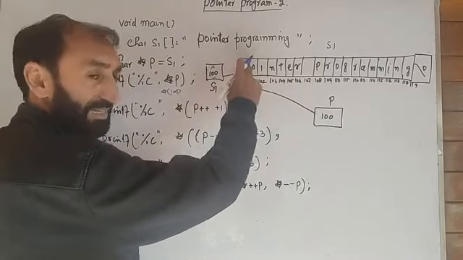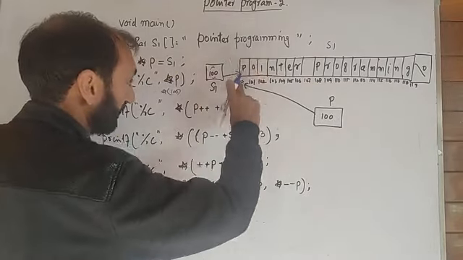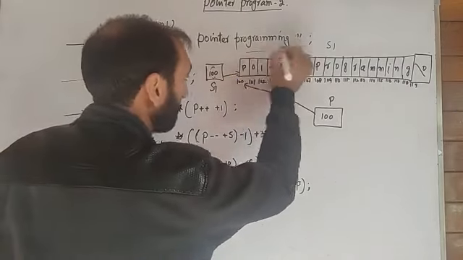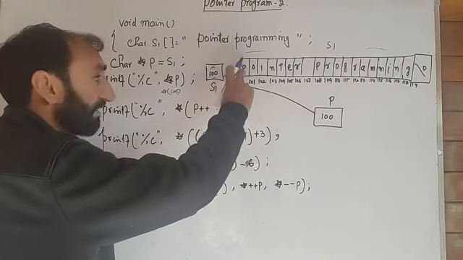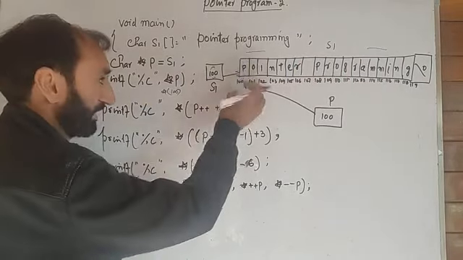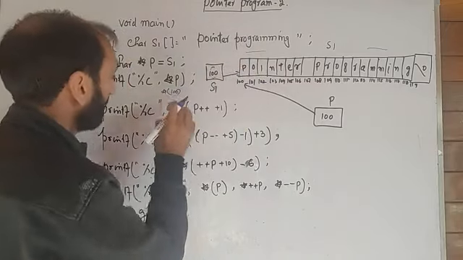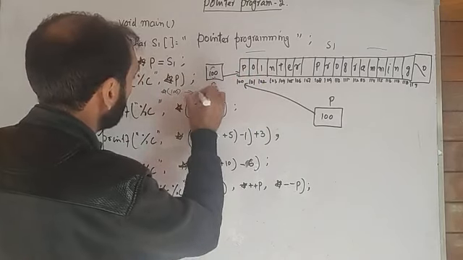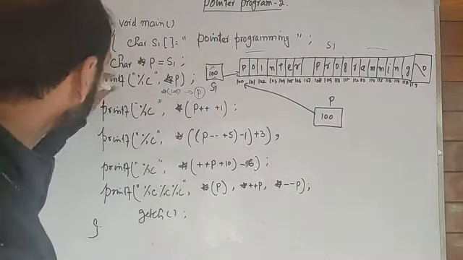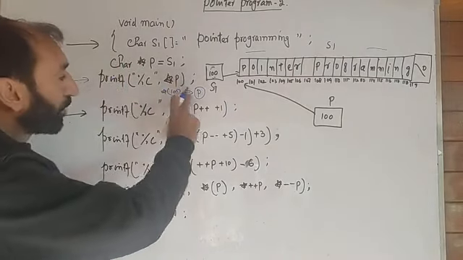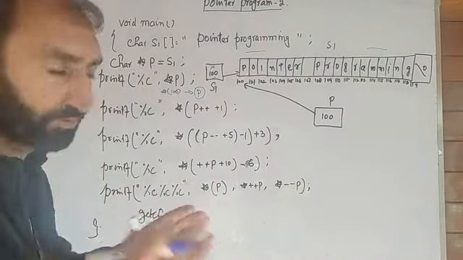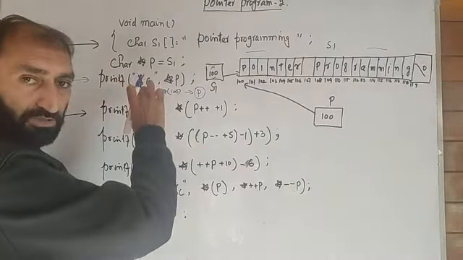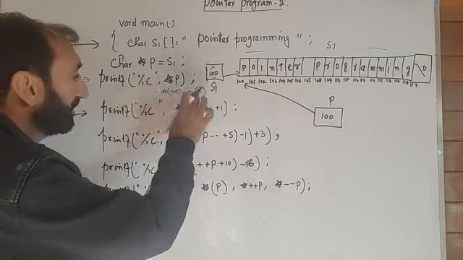What is the value at 100? This is the value and this is the address. The name of the array is A, and P is the value stored at this location, that is, P is the value stored at address 100. What is the value at this 100? That is P. This instruction will return P. When this instruction gets executed, the output will be P. Hope now you understood what the output of this instruction is.